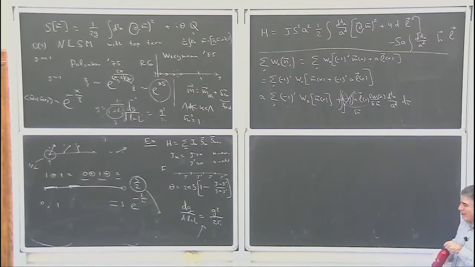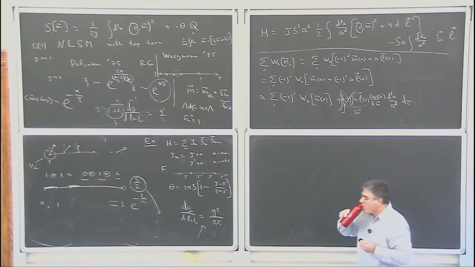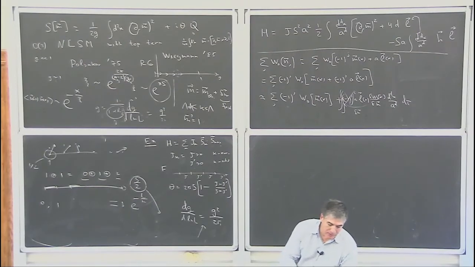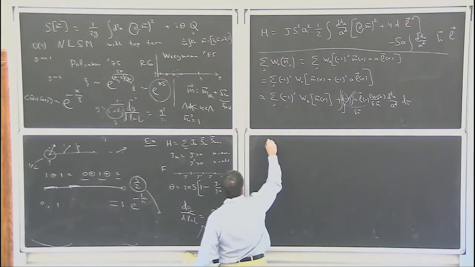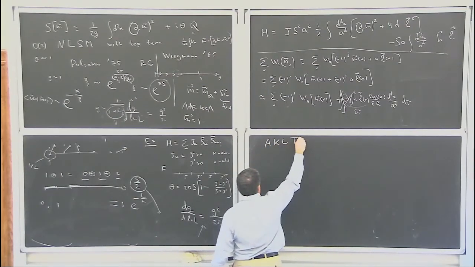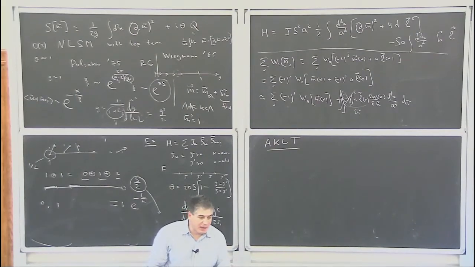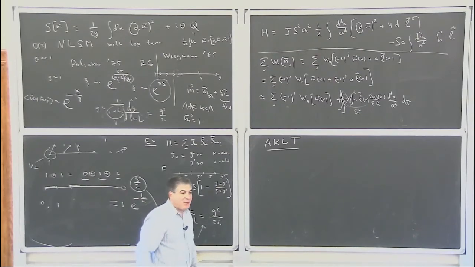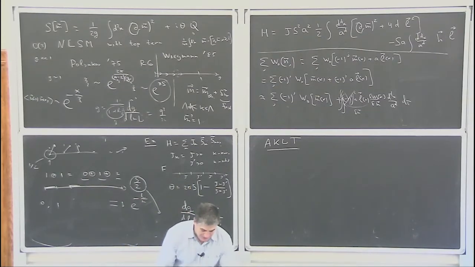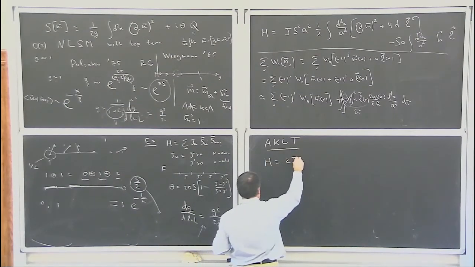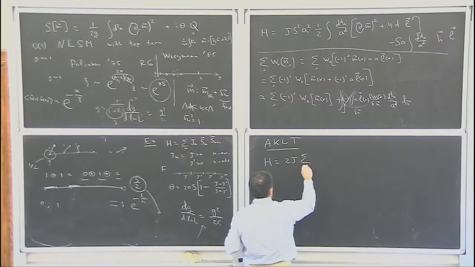Okay. So there is one idea which helps you to believe part of this story, which is called the AKLT model. AKLT stands for Affleck-Kennedy-Lieb-Tasaki. And what they did is that they suggested, forget about the Heisenberg model for a moment, and consider the following model instead. H equals 2J, sum over j.